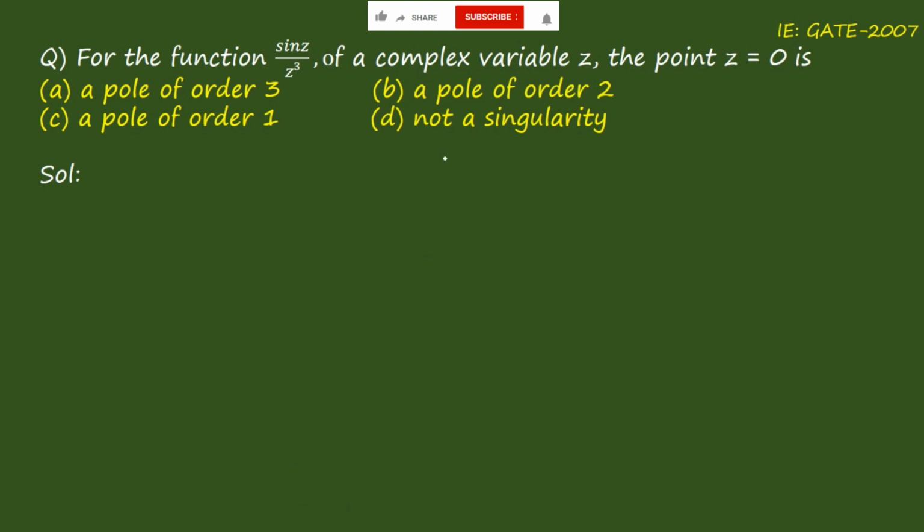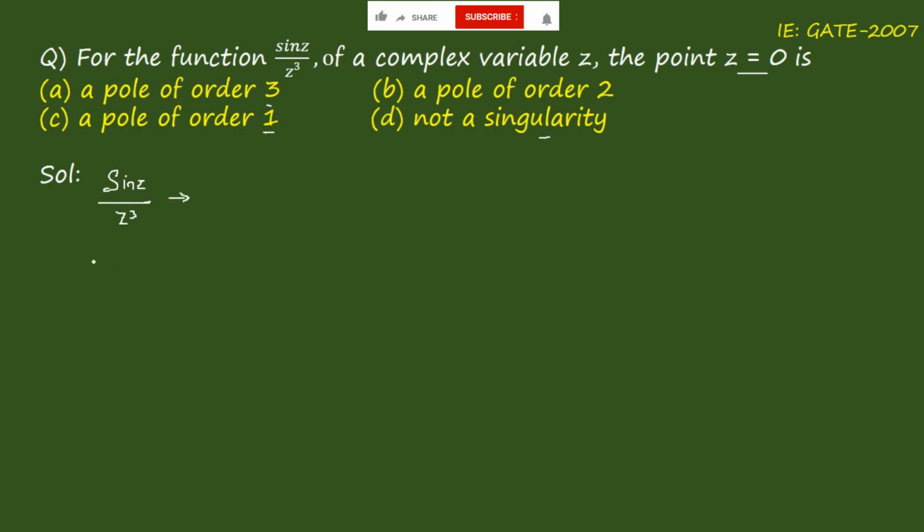Now coming to the next question. The question is, for the function sin z by z cubed of a complex valued function z, the point z is equal to 0, you have to find whether it is a pole of order 3, 2 or 1, or it is not a singularity. Okay, we are given that sin z by z cubed, right? By seeing this one, we can say that it is a pole of order 3. But by using the Taylor series and Laurent series, we can exactly find the singularity of it.